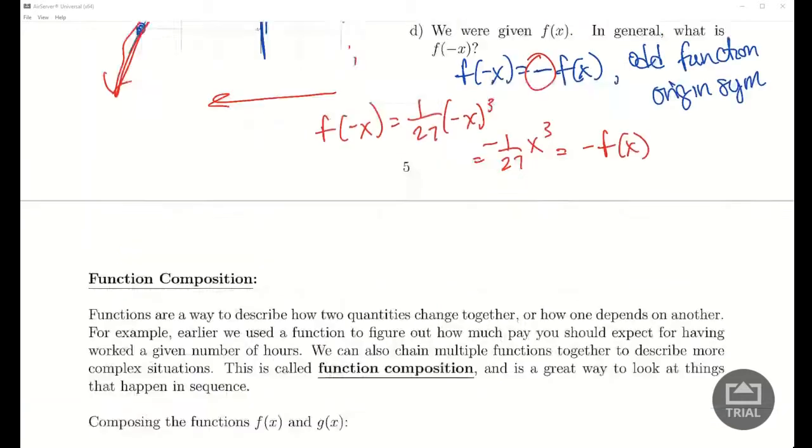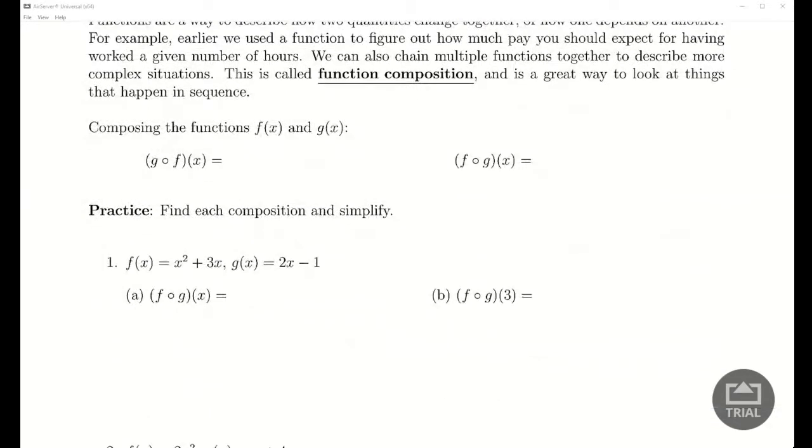Okay, good. And like I said, function composition I went through in the video.